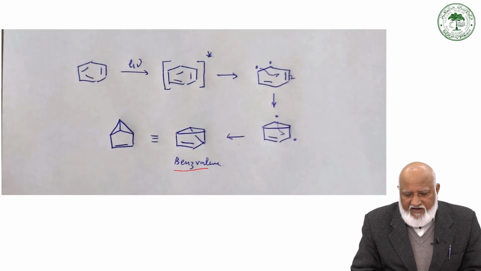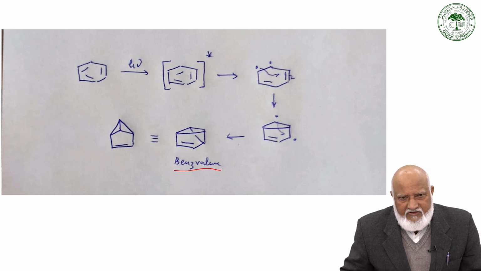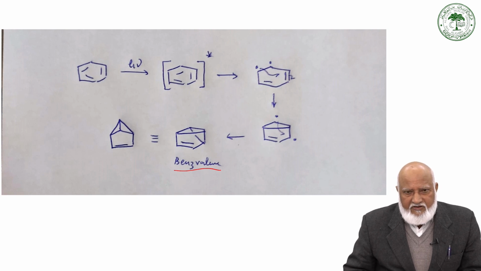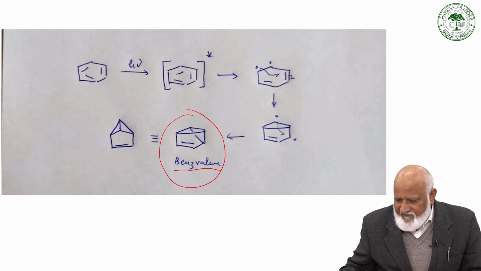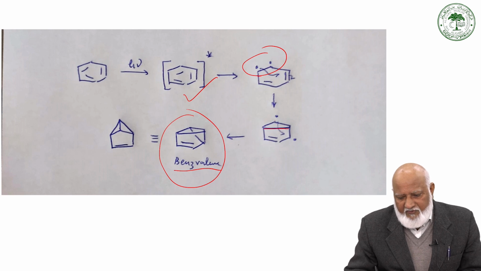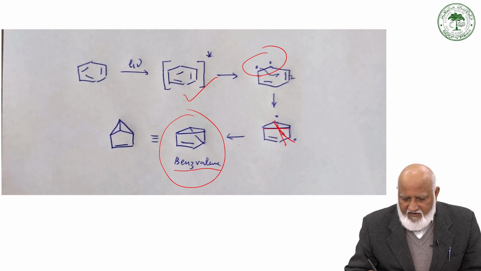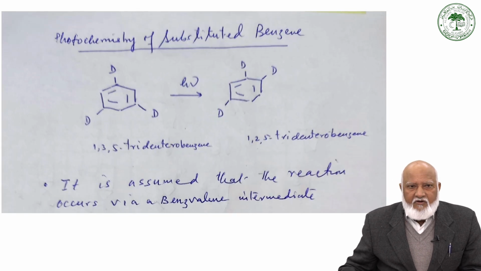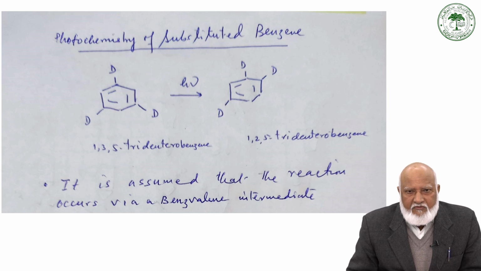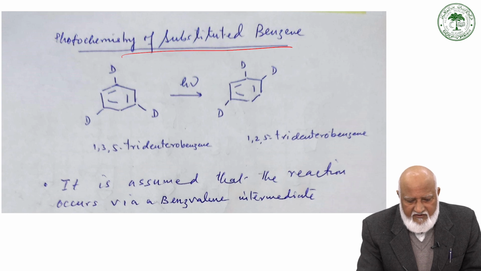The formation of benzvalene is also very important in today's lecture, because next we are talking about the photoisomerization of substituted benzene, where it is assumed that the product is derived from benzvalene. Similarly, the excitation of benzene gives the excited state, a 1,2 diradical, and then the formation of cyclopropane, and then this can recombine to give this product.